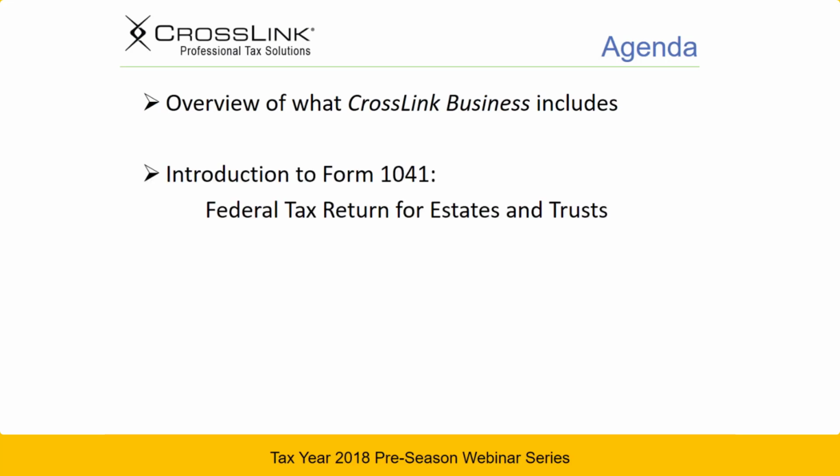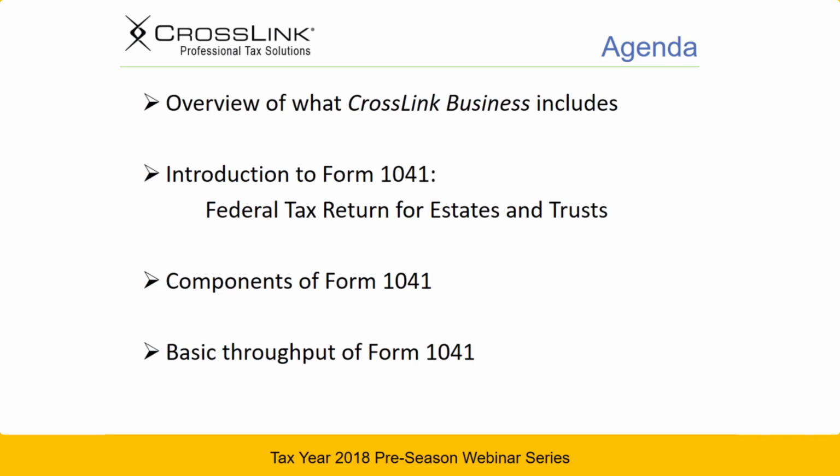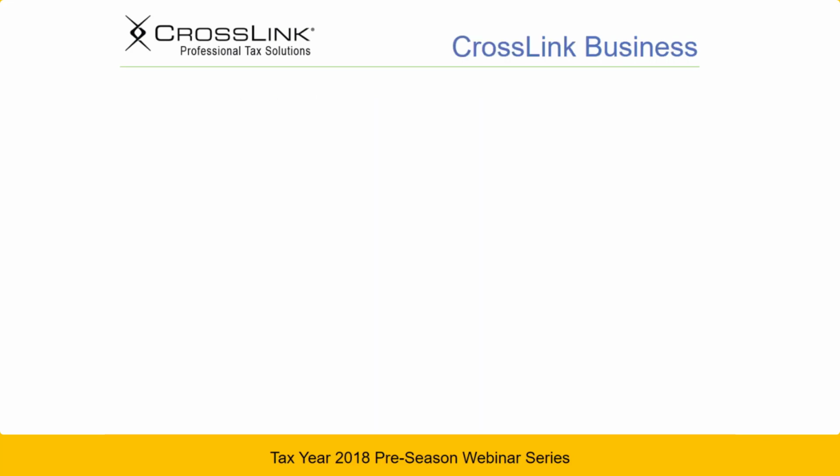Then after that, a true introduction to Form 1041, which is the federal tax return, and the state one, for estates and trusts. I want to talk about the components of Form 1041. We'll actually even look at a PDF of the 1041 that the government issues. And then we're going to talk about basic throughput of Form 1041. In other words, utilizing the CrossLink program, the easiest way to get from top to bottom when doing a 1041 return. Now, we'll start with, again, an overview of CrossLink Business.